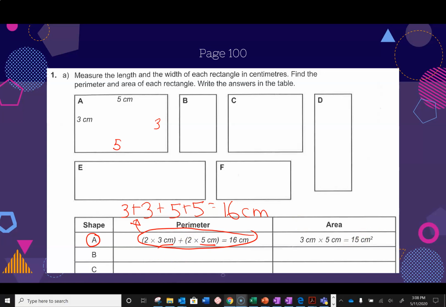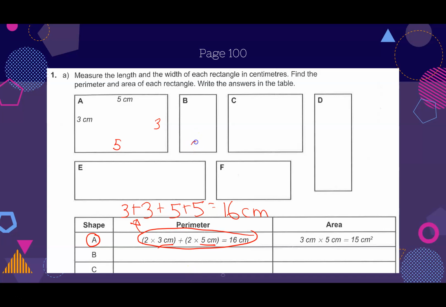In order to complete the remaining rectangles, you will need to find a ruler. Please continue to measure in centimeters. Let's try B together. When I measured with my ruler, I found that the width of this rectangle was 2 centimeters. It is 3 centimeters tall. Therefore, I know that the two long sides are both 3 centimeters and the width is 2 centimeters.